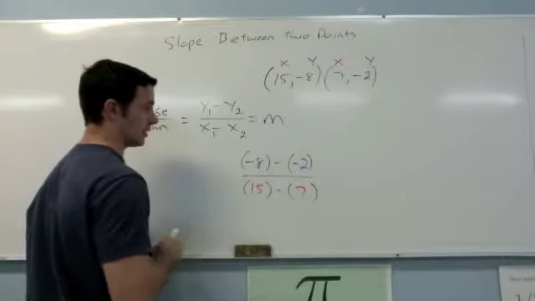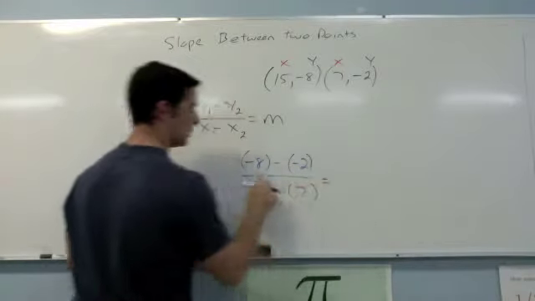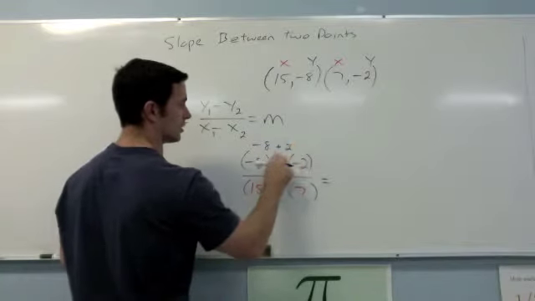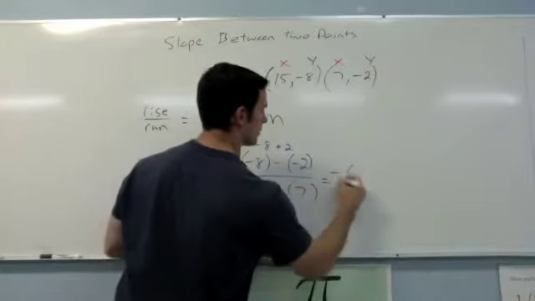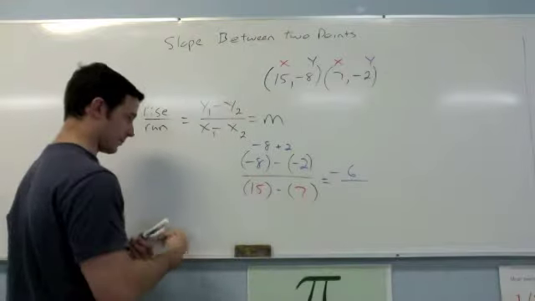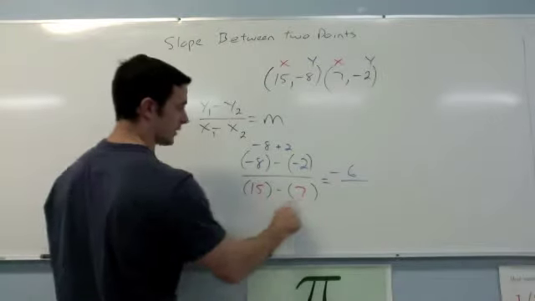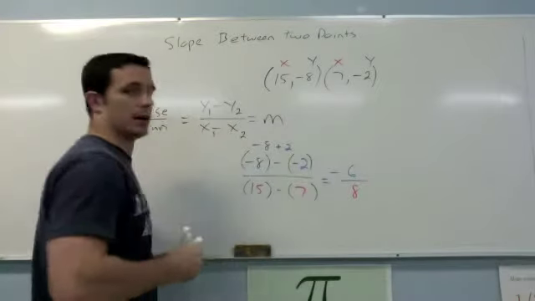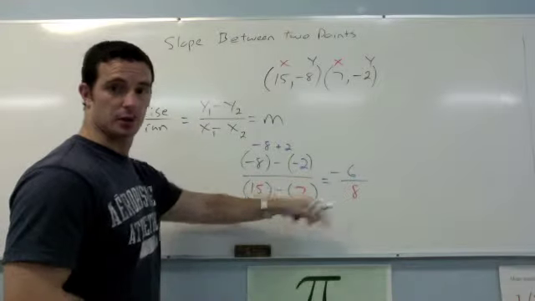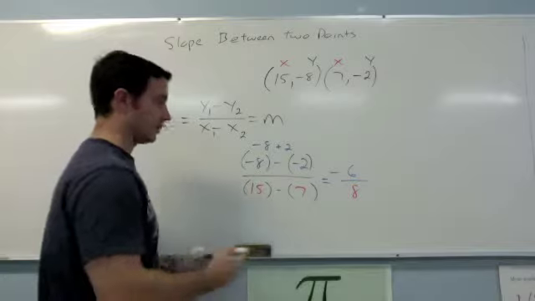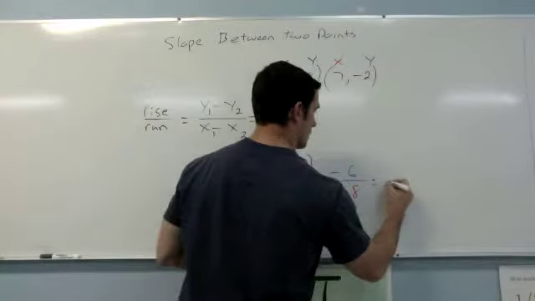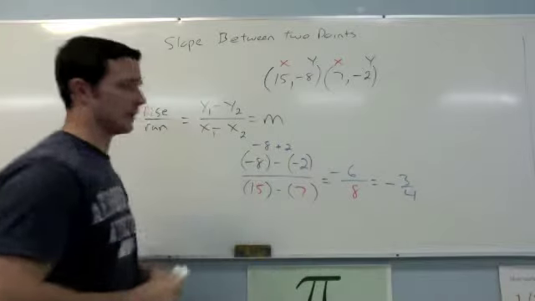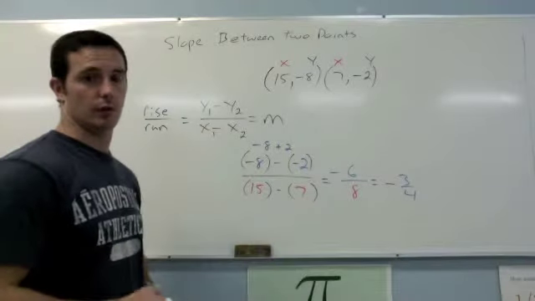So this will give me negative 8 plus 2, which gives me negative 6. And then on the bottom, 15 minus 7 is just 8. From there, my answer can be reduced, so I need to reduce it. This is going to give me negative 3/4. So my slope is negative 3/4.